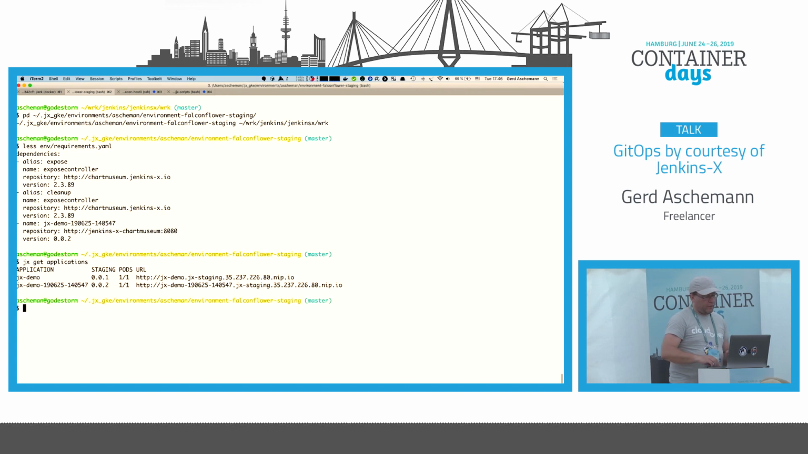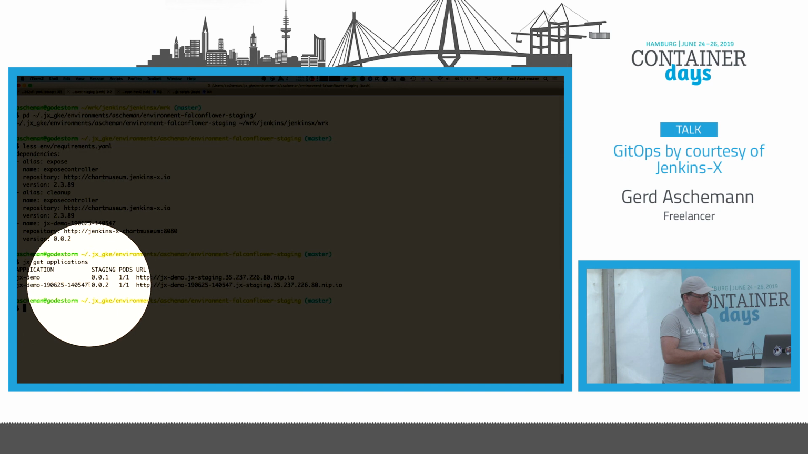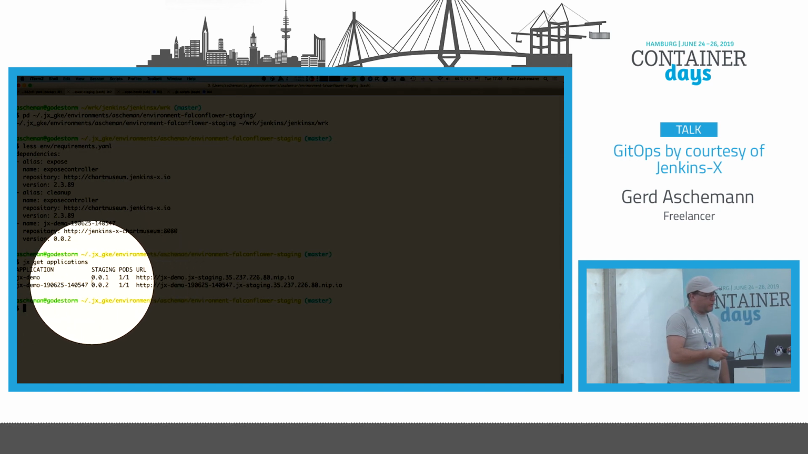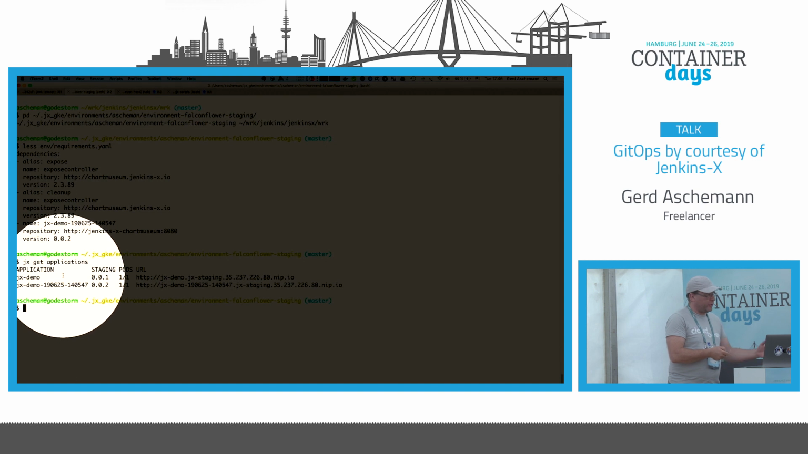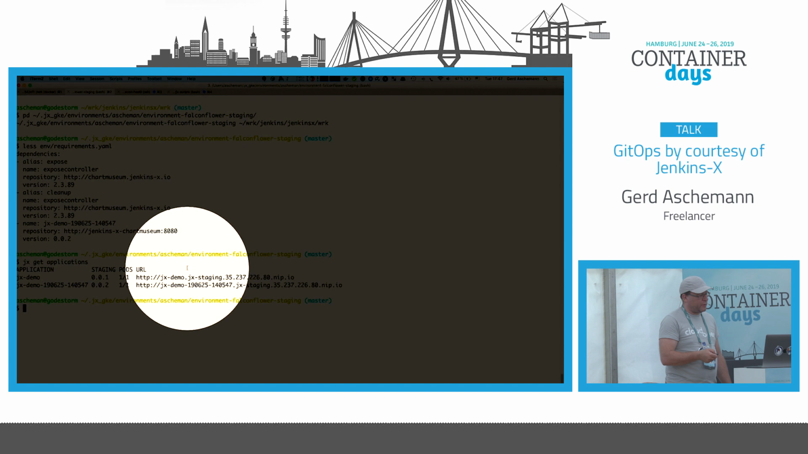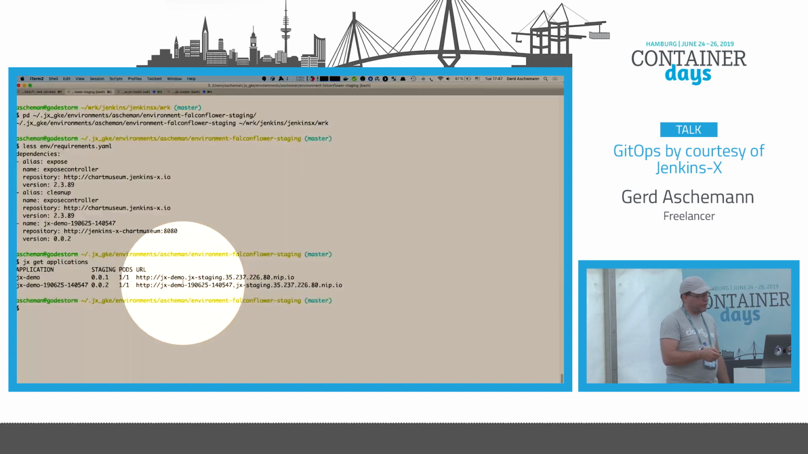Now we should see that the lower one I have already prepared in the afternoon. That was my first application, and now there is a new application, the JX demo, which I started 5 minutes ago, and it's also applied to the staging environment. We can see it from the namespace here, and also from the URLs. So there is a version 001, and it's deployed to the staging environment.